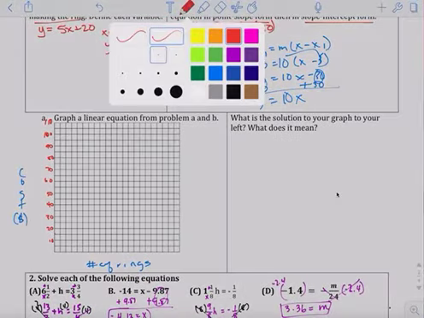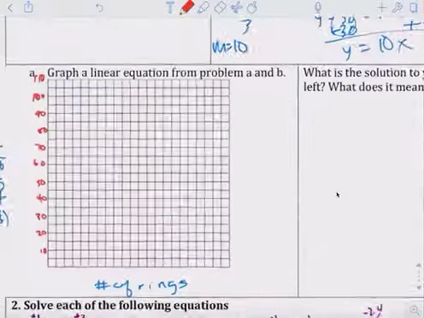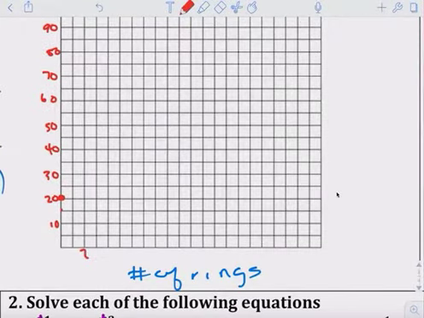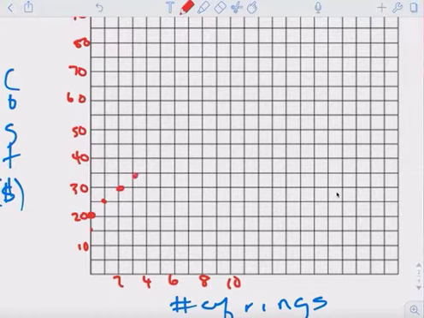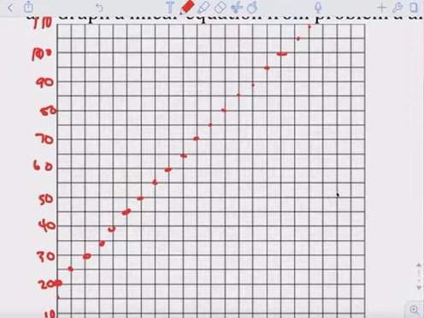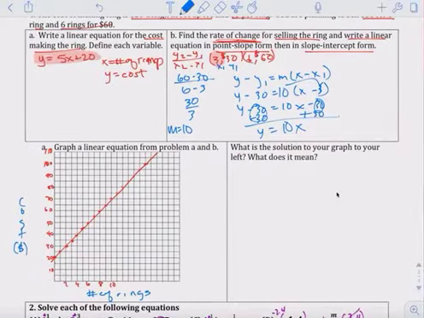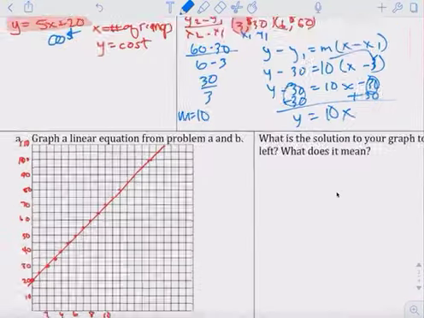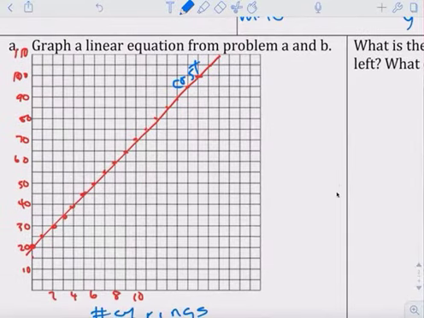Okay. So we'll start with this equation here at 20, going up 5 over 1. Show the line right there. And then the other one, that one is your cost graph. $10 each, start at zero.